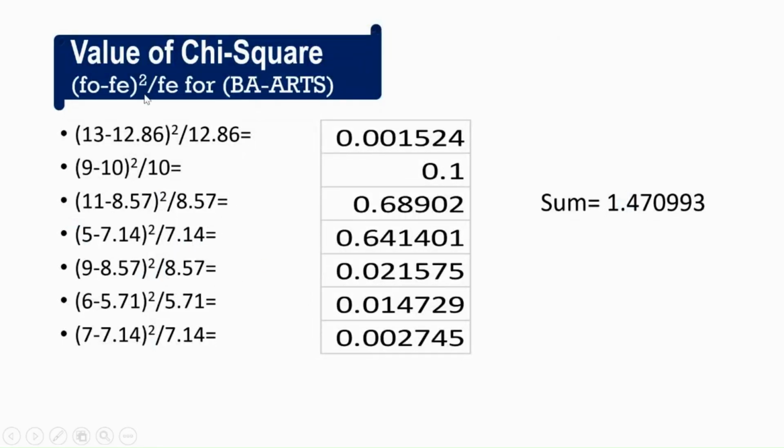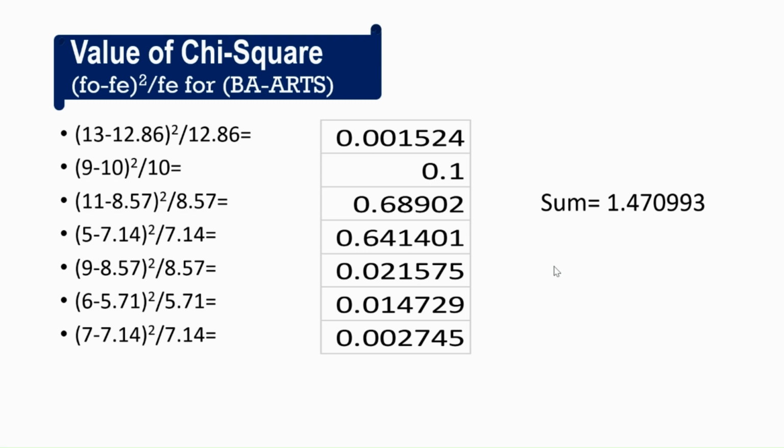And after this, we sum it, that is, for the BA Arts students, summation of (FO minus FA) square divided by FA. It means we sum 0.001524, 0.1, 0.68902 and other numbers, and we get the sum 1.470993.